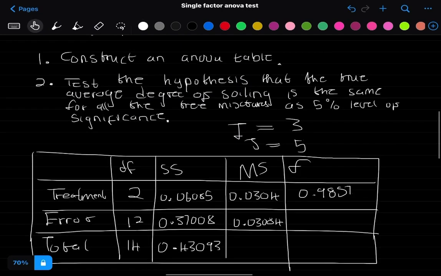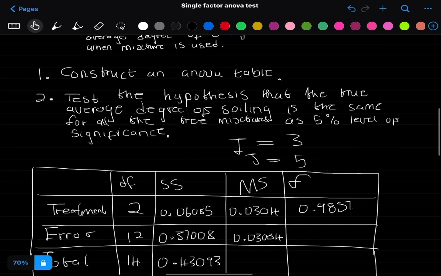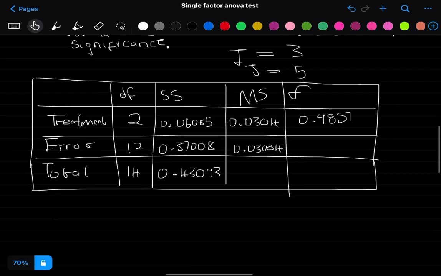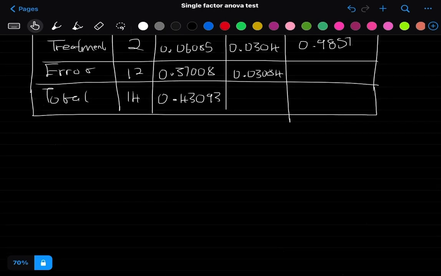Now let's go to the second question. Test the hypothesis that the true average degree of the soiling is the same for all the three mixtures at 5%. At 5% level of significance. Now, firstly, we have to write down our null hypothesis and our alternative hypothesis.